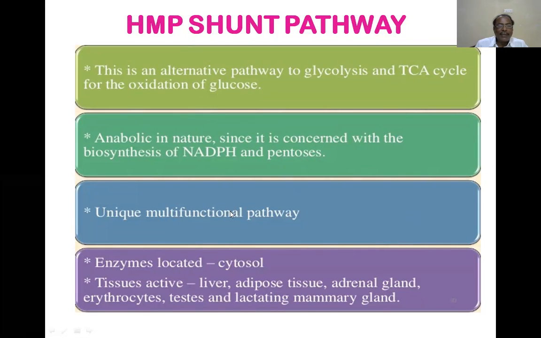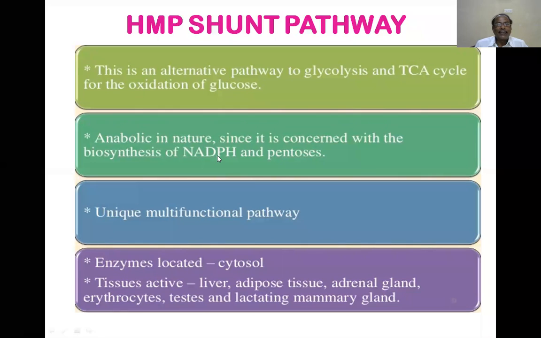A unique multifunctional pathway. The enzymes are located in the cytosol, whereas in the oxidation of glucose, the first part, glycolysis, is in the cytosol, and the TCA cycle, the Krebs cycle, and the respiratory chain events are in the mitochondria. So two compartments, whereas this is completely in the cellular compartment. All the enzymes are present in the cytosol. And the most important is the production of NADPH.